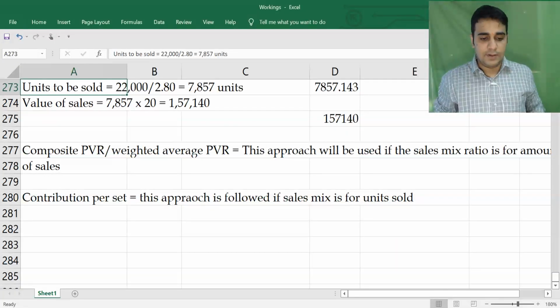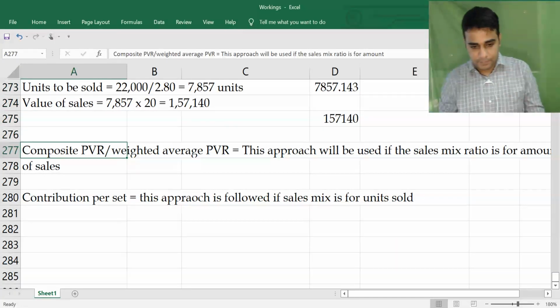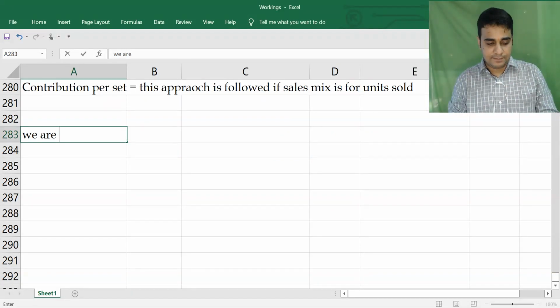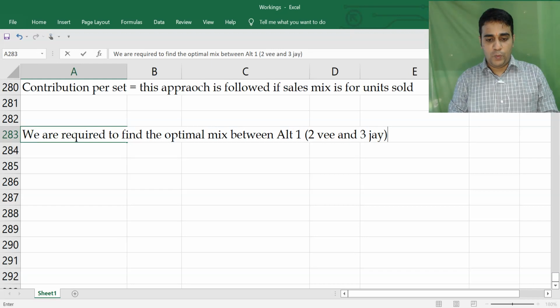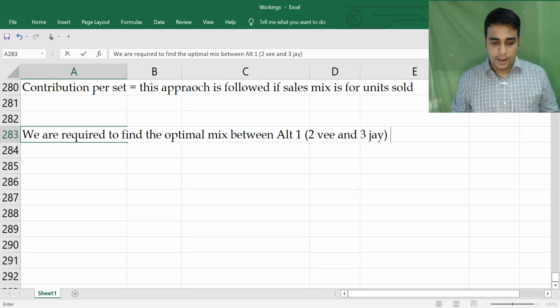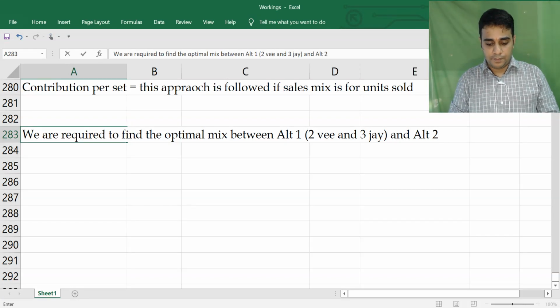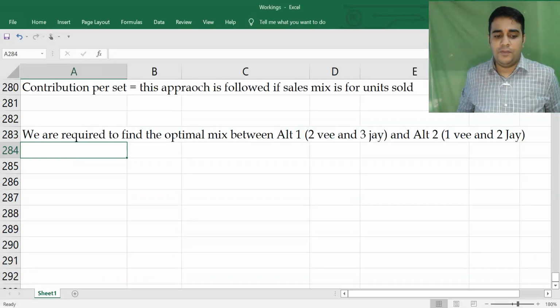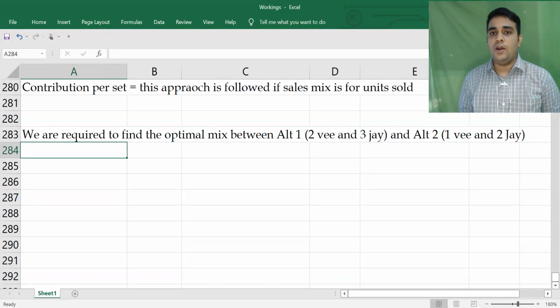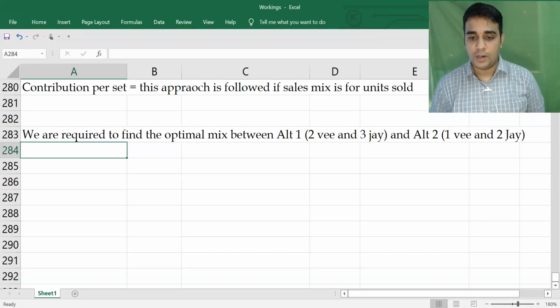Now write, we are required to find the optimal mix between alternative 1 (2V and 3J) and alternative 2 (1V and 2J).